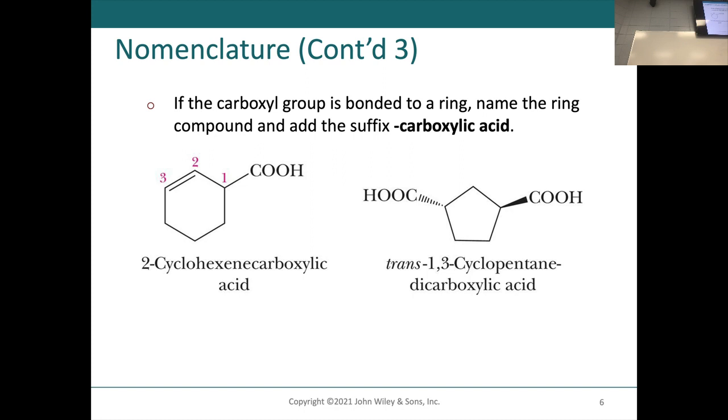Here's another example of a dioic acid, right? This is trans 1,3-cyclopentane dicarboxylic acid or dioic acid. Okay? Is this molecule chiral? Does it have stereocenters? If I'm asking the question, what does that probably mean? Probably it does, right? Where are they?